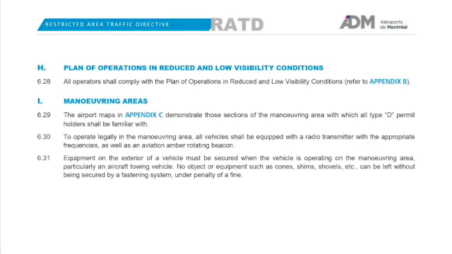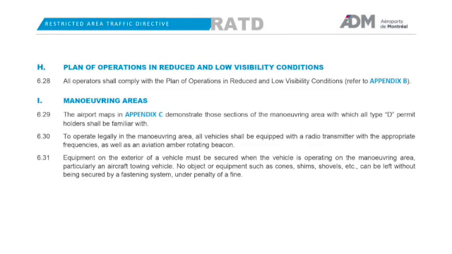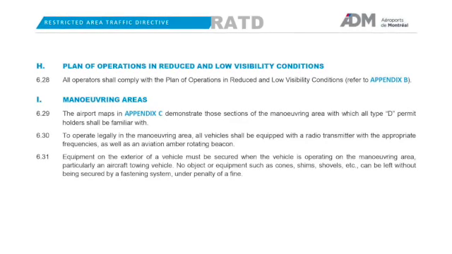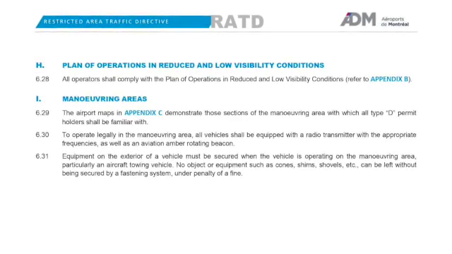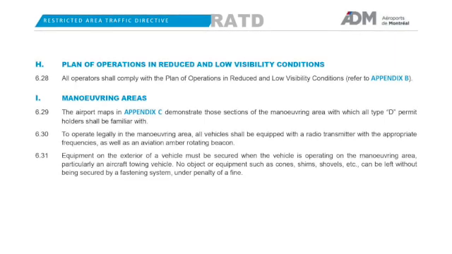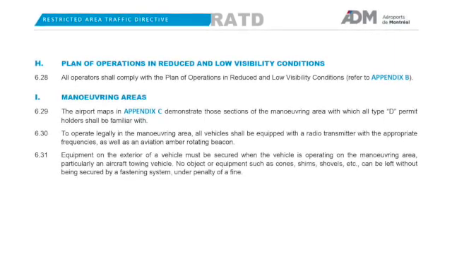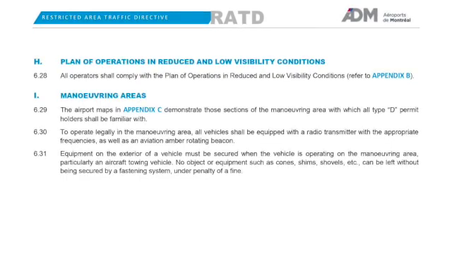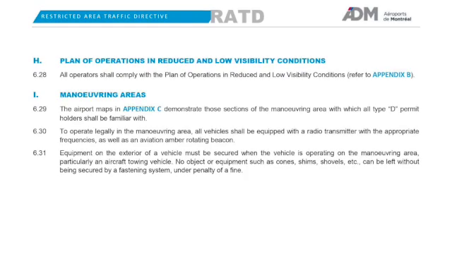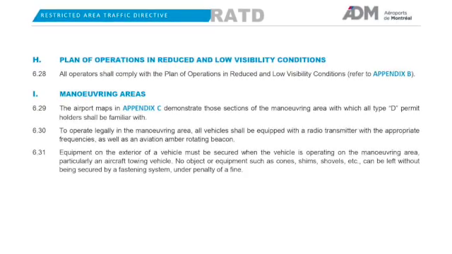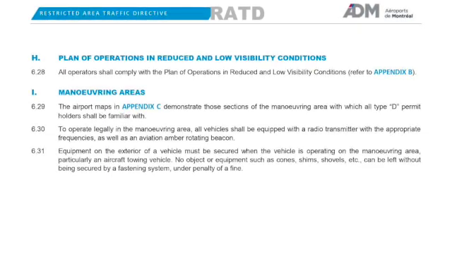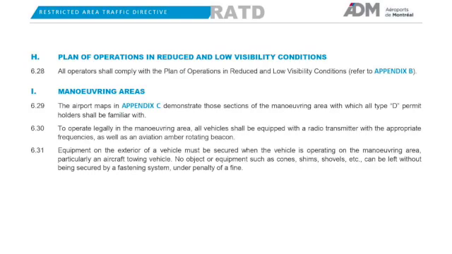H. Plan of operations in reduced and low visibility conditions. 6.28. All operators shall comply with the plan of operations in reduced and low visibility conditions, refer to Appendix B. I. Maneuvering areas. 6.29. The airport maps in Appendix C demonstrate those sections of the maneuvering area with which all Type D permit holders shall be familiar. 6.30. To operate legally in the maneuvering area, all vehicles shall be equipped with a radio transmitter with the appropriate frequencies, as well as an aviation amber rotating beacon.